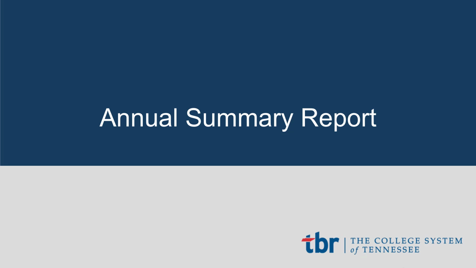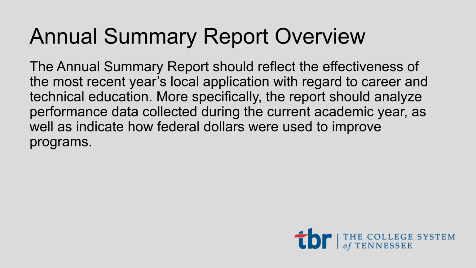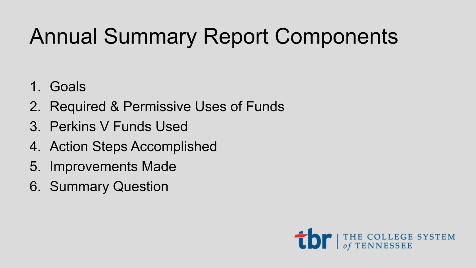Annual summary report. The annual summary report should reflect the effectiveness of the most recent year's local application with regard to career and technical education. More specifically, the report should analyze performance data collected during the current academic year, as well as indicate how federal dollars were used to improve programs. The following components comprise the annual summary report: goals, required and permissive uses of funds, Perkins 5 funds used, action steps accomplished, improvements made, summary question. Let's take a look at each component in more detail.